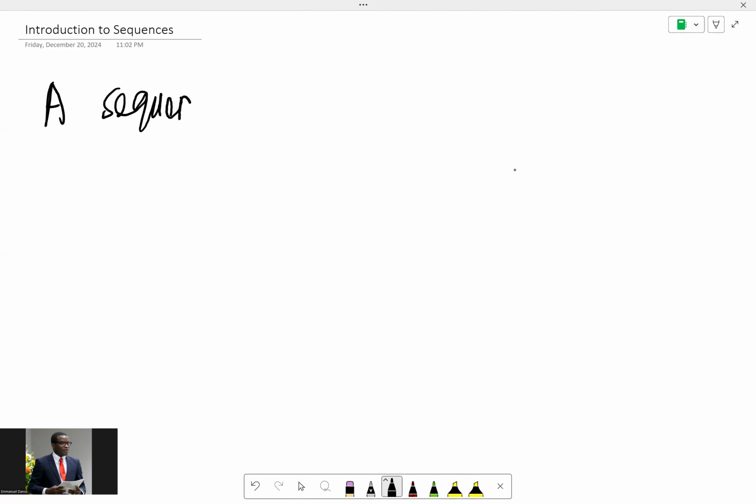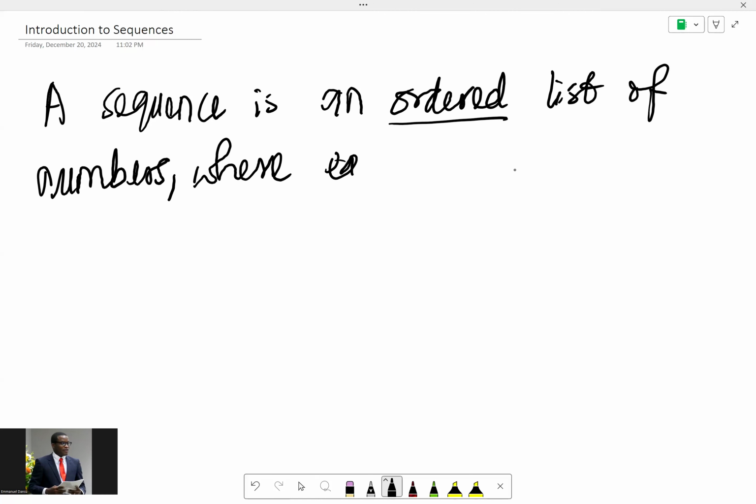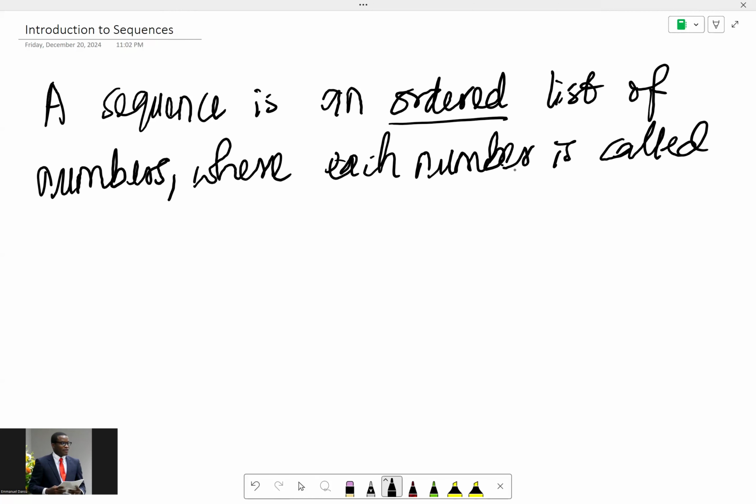A sequence is an ordered list of numbers. Ordered is really important. It's an ordered list of numbers where each number is called a term.